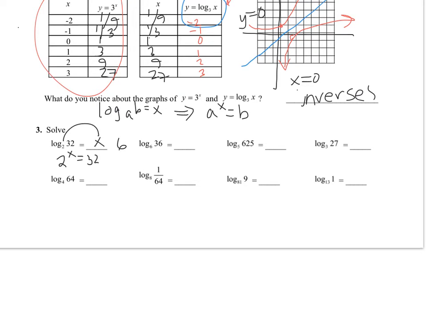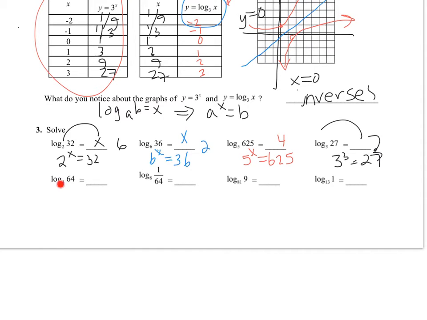The next one is going to be 6 to the x power equals 36. Well, that has to be 2 because 6 squared is 36. Next one is 5 to some power x equals 625. So that's 4. The next one is 3 to some power equals 27. So that's 3. 3 cubed is 27, so the answer is 3.